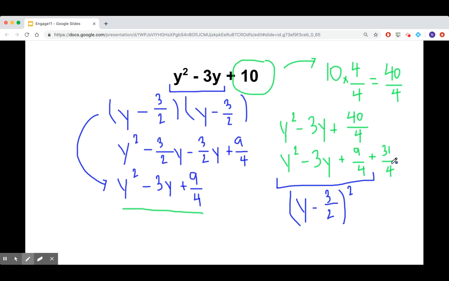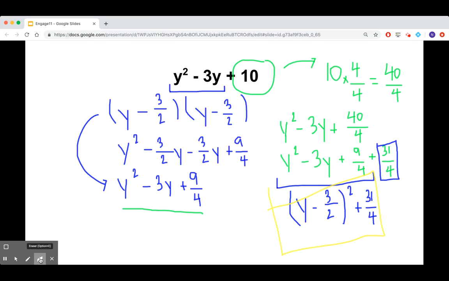And we factored out our expression to demonstrate that it was equivalent to y squared minus 3y plus 9 over 4. Now, of course, I can't forget that I have this 31 over 4 still as a part of my expression, because remember, we needed to set this entire expression equivalent to y squared minus 3y plus 10. So I'm going to go ahead and add that to my final answer. And I end up with my perfect square, y minus 3 over 2 squared plus that 31 over 4. Not the best box, but you get the point.